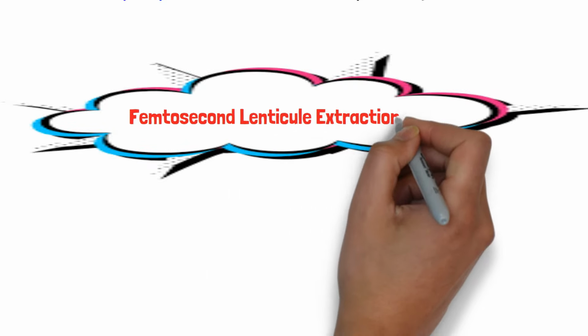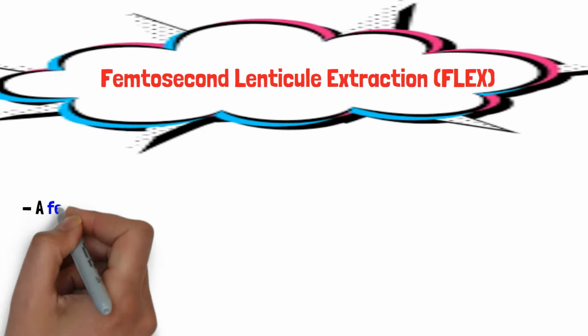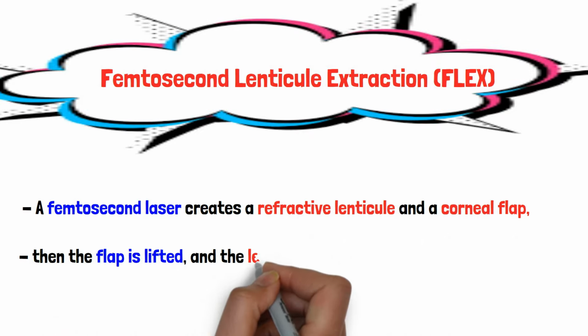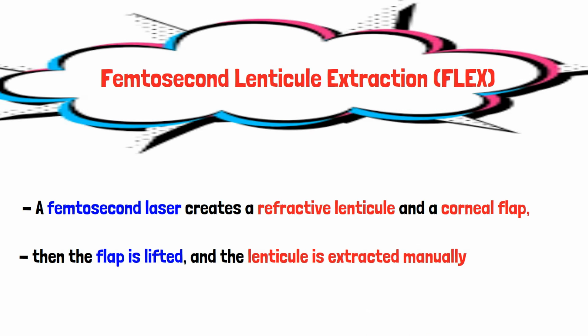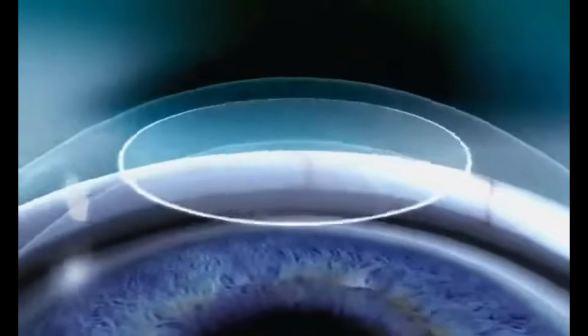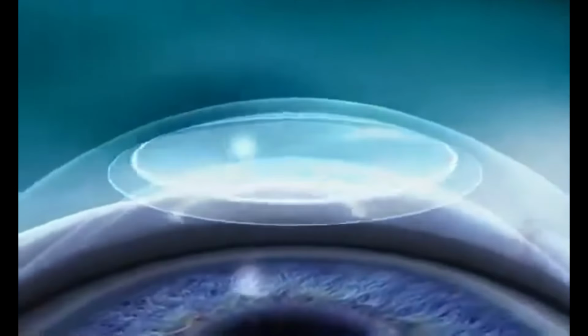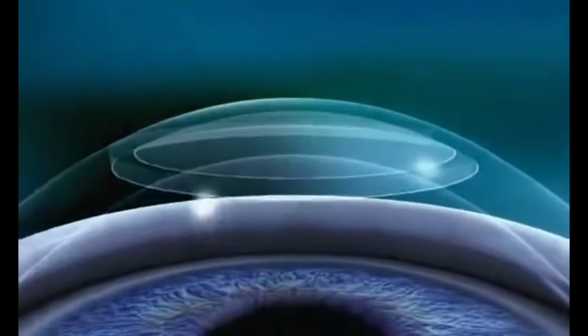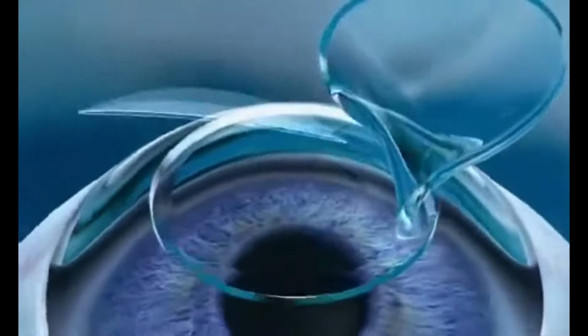Building upon this, FLEX, or femtosecond lenticule extraction, utilizes a femtosecond laser to create both a refractive lenticule and a corneal flap. Once the flap is lifted, the lenticule is manually extracted. This eliminates the need for an excimer laser while maintaining high precision. Femtosecond laser creates both a corneal flap and a refractive lenticule within the stroma. After lifting the flap, the lenticule is removed. It is considered an intermediate step between conventional femtoLASIK and the flapless SMILE procedure.